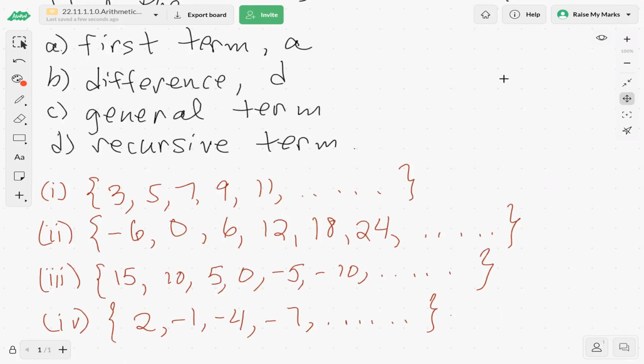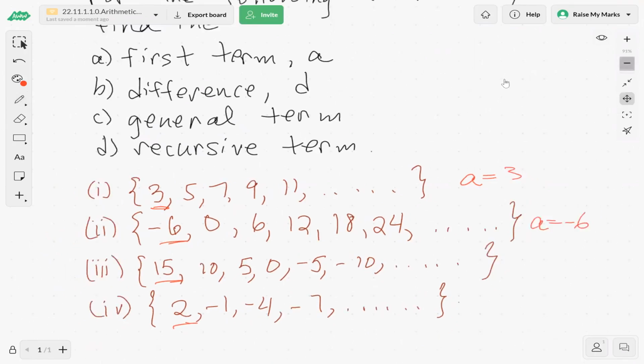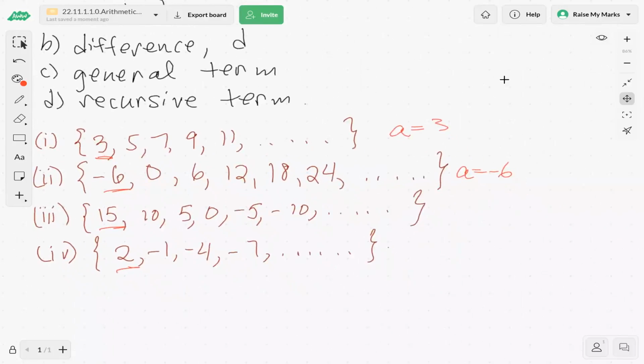It's actually pretty easy. You just look at it. The first sequence, A equals 3. Second sequence, A equals -6. Let's zoom out a little bit so we have a bit of space. Third sequence, A equals 15. Fourth sequence, A equals 2.